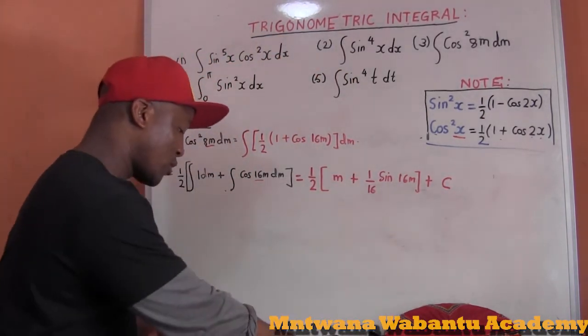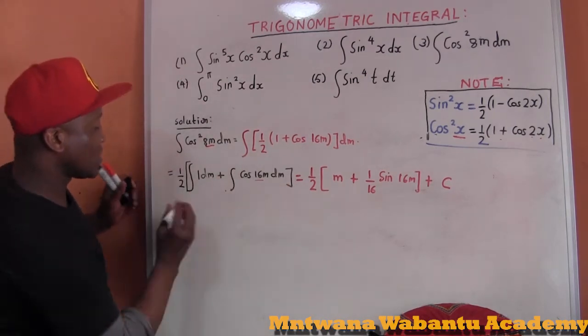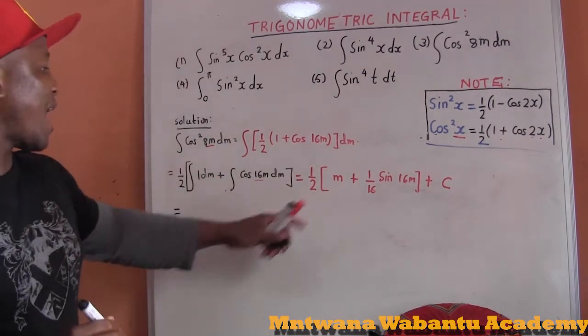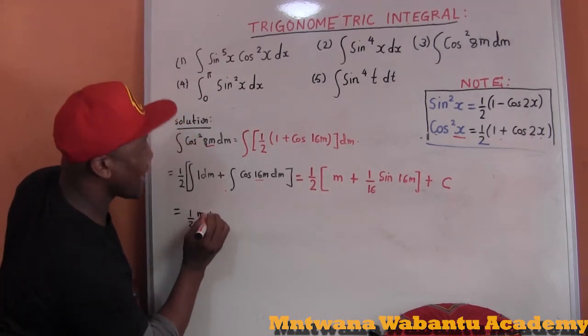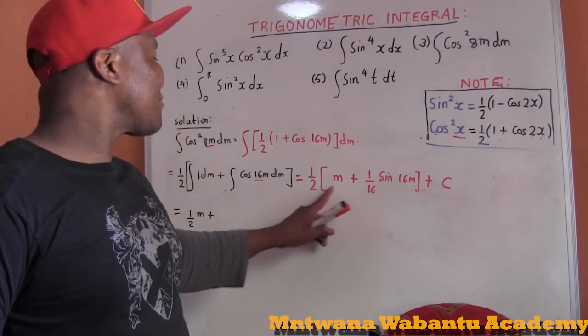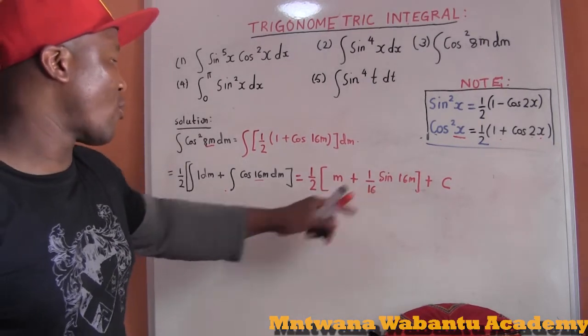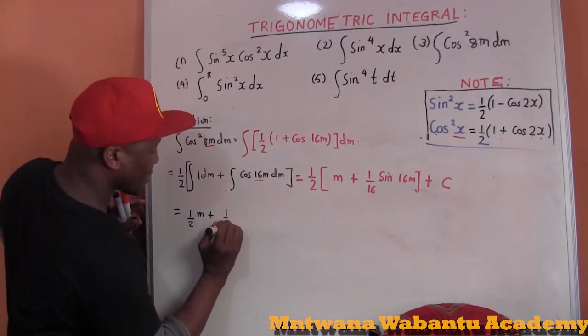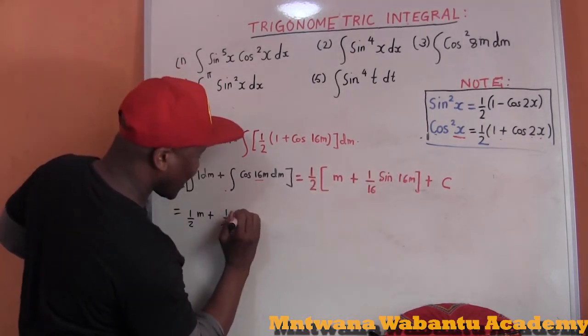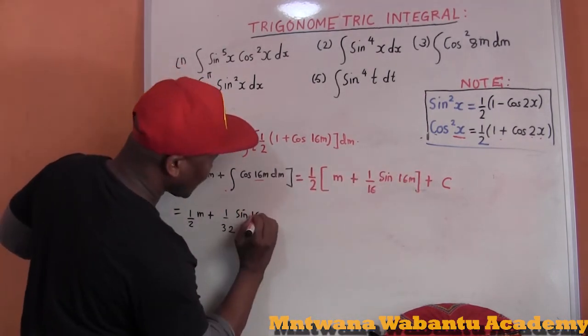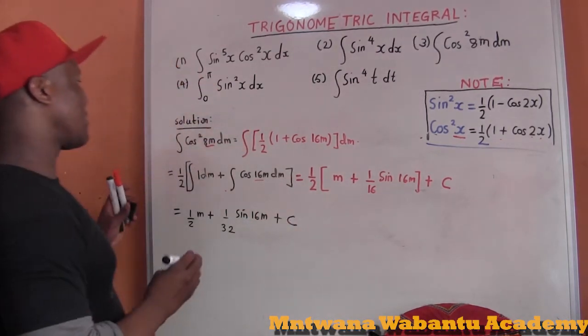So what we get here is equal to a half times m, a half m, plus a half times 1 over 16, which is 1 over 32, because 1 times 1 is 1 and 2 times 16 is 32, times sine 16m, plus the constant.